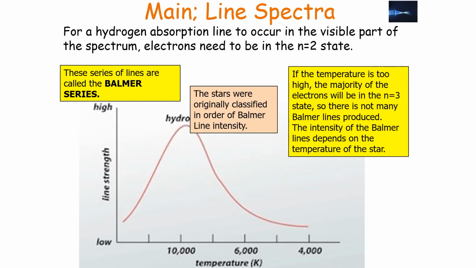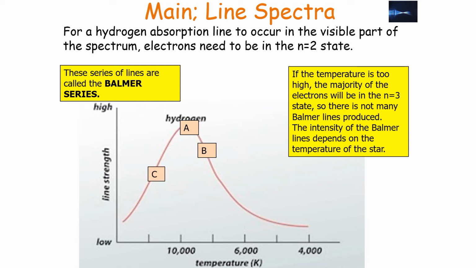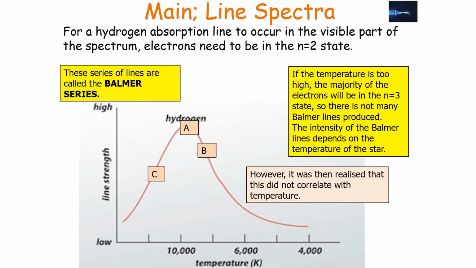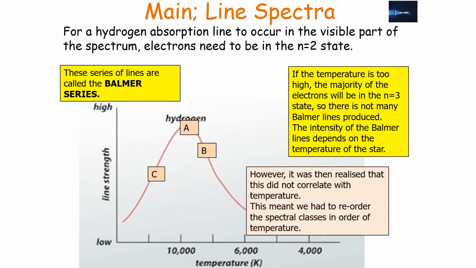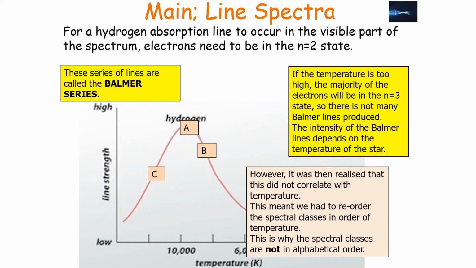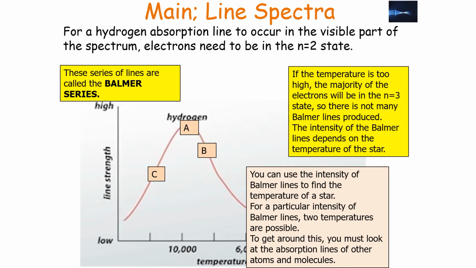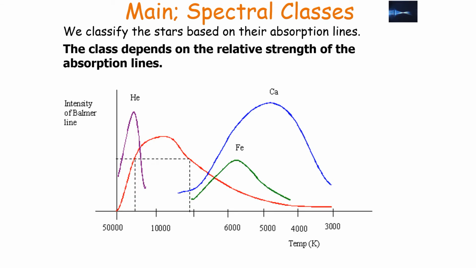So the stars were originally classified in order of Balmer line intensity, with A being here, B being here, and C being there. But then it was realised it doesn't correlate exactly with temperature. However, the spectral class system had already been established by then. This meant we had to reorder the spectral classes in order of temperature, which is why the spectral classes are not in alphabetical order. Now, in addition, for particular Balmer line intensities, two temperatures are possible by looking at our curve. So to get around this, you've got to look at the absorption lines of other atoms and molecules. So the class of a star depends on the relative strength of the different absorption lines.